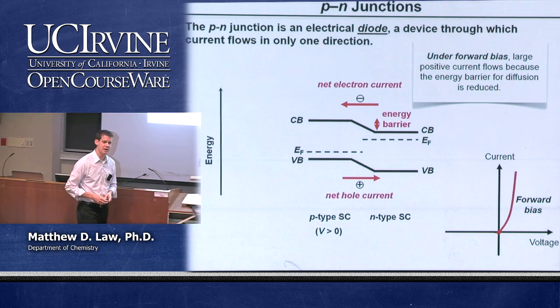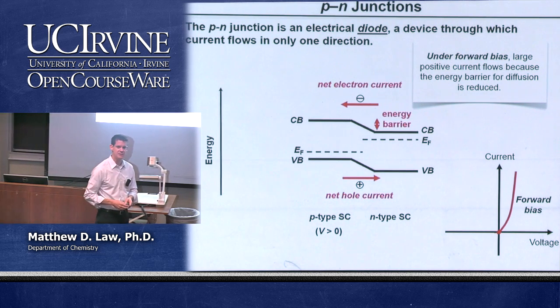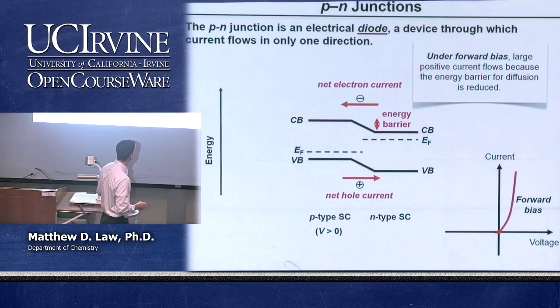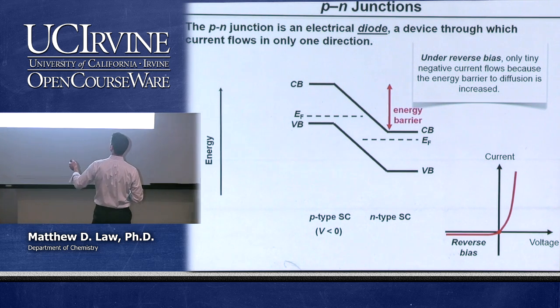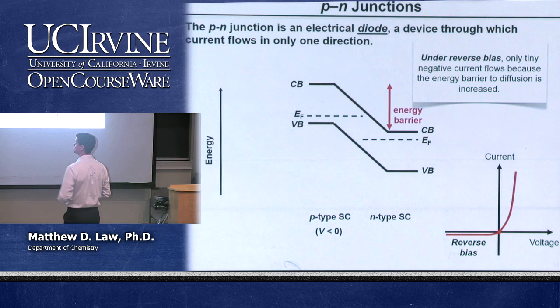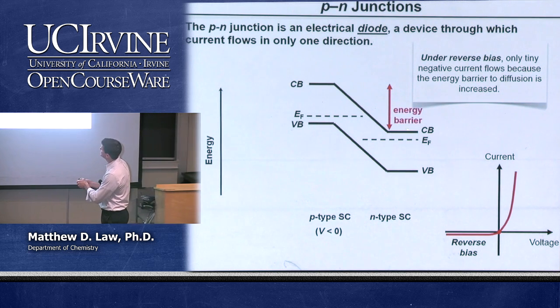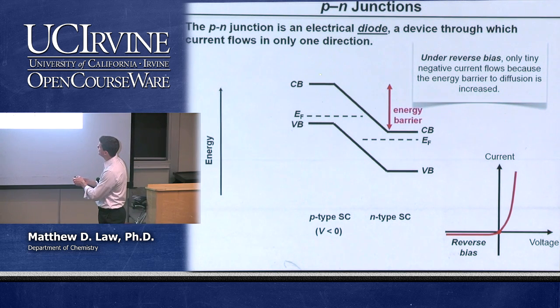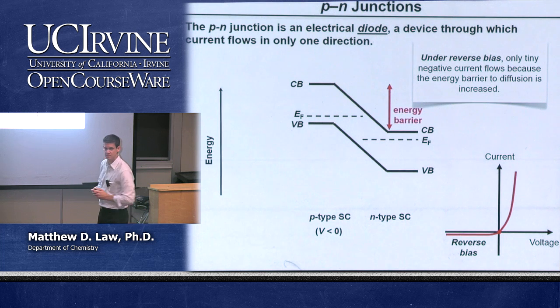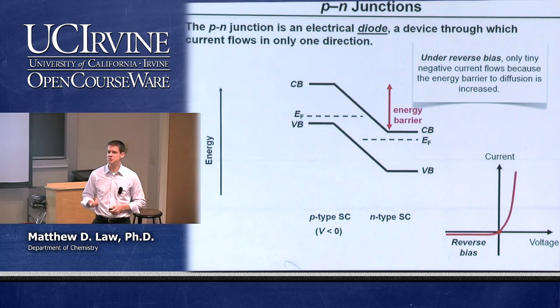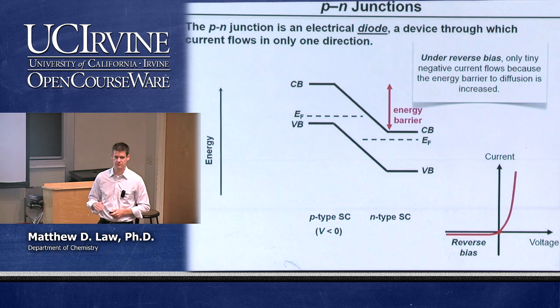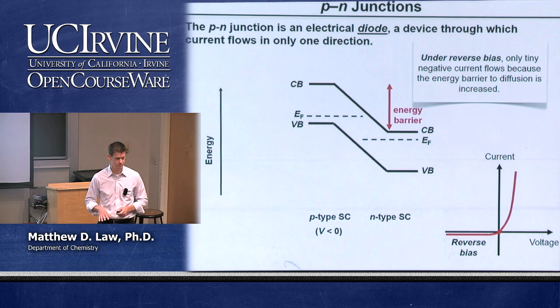What happens if we apply a reverse bias, negative bias to the p-type side? That's going to do the opposite. It's going to increase the barrier height. The barrier height is now quite a lot larger. That makes it that much more difficult for electrons to diffuse up and into the p-type side, and the same thing for holes. And it basically shuts the diffusion current down. The diffusion current essentially goes to 0.